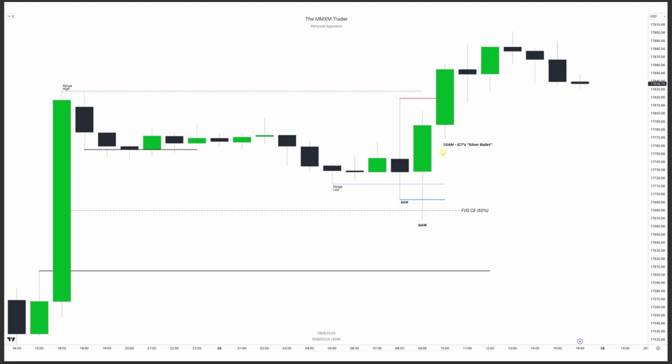So the ICT silver bullet is the 10 a.m. candle. We can see the 9 a.m. candle taking out the 8 a.m. candle low in a higher time frame key level, which is this fair value gap CE, right? And closure inside of this range is very important. So now when the 10 a.m. candle opens up, which is the ICT silver bullet window, we can look for a trade opportunity targeting that range high, which is up here.